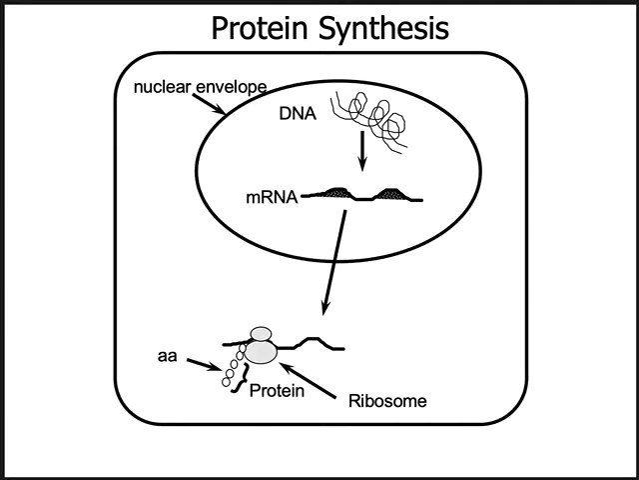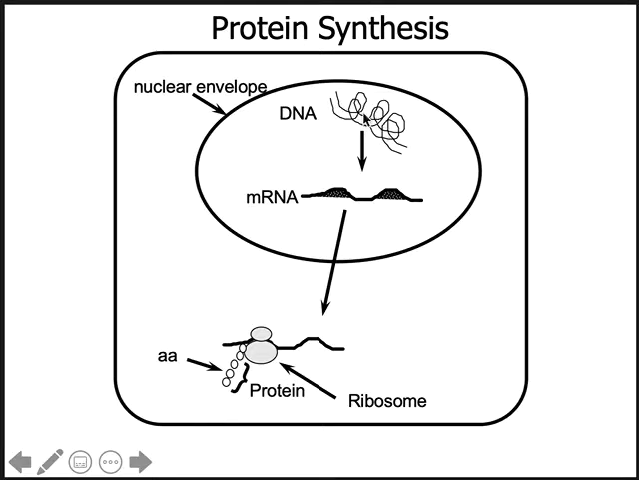I know there was no real segue into this. It's just suddenly now we're talking about protein synthesis. So you start in the nucleus. This square represents an animal cell. This oval represents the nuclear envelope. So now you're inside the nucleus, and these squiggly lines here represent the double helix of DNA.